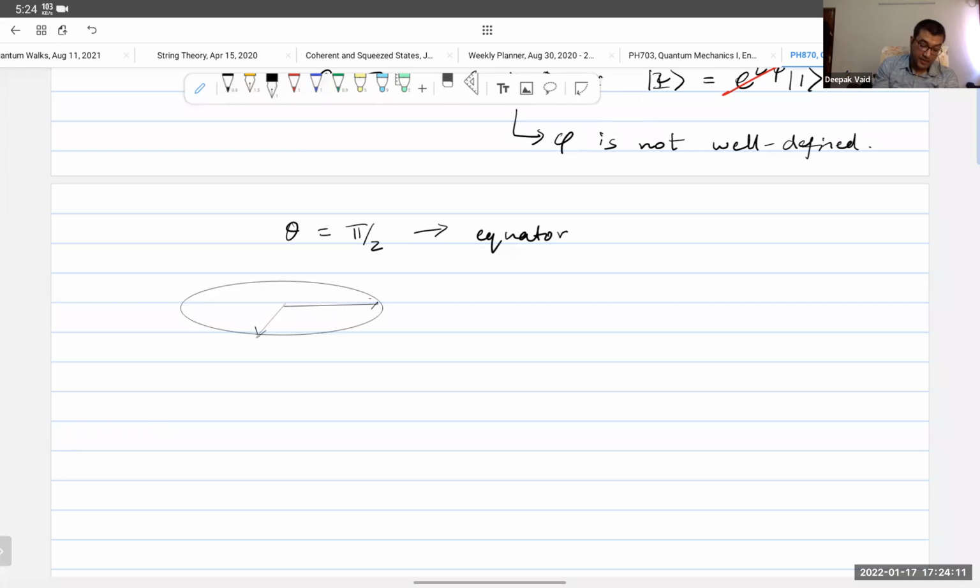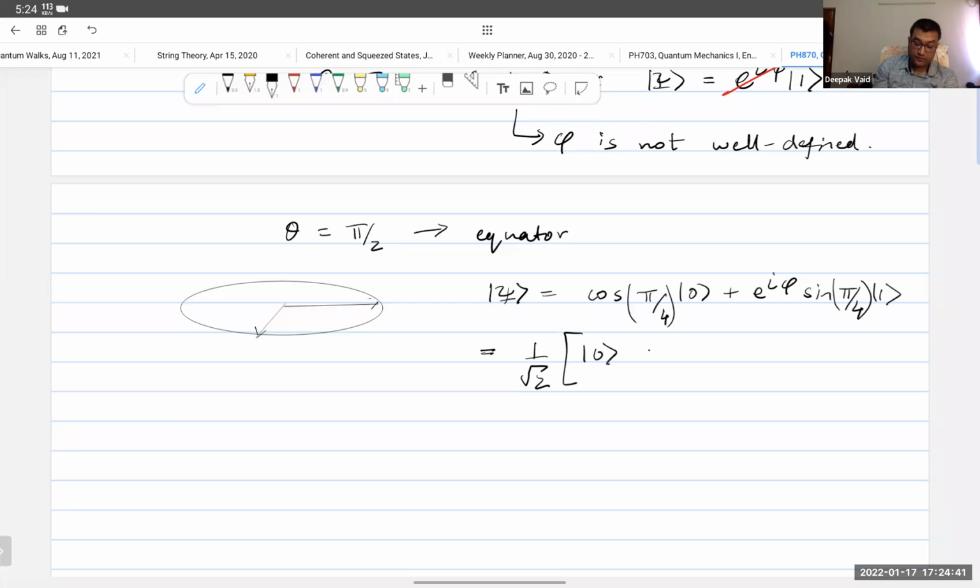Okay. And what is psi? Well, it becomes cosine pi by 4 |0> plus e to the I phi sine pi by 4 |1>, right? So this becomes equal to 1 by root 2 |0> plus e to the I phi |1>. Okay.